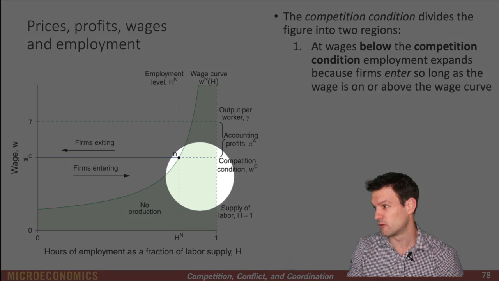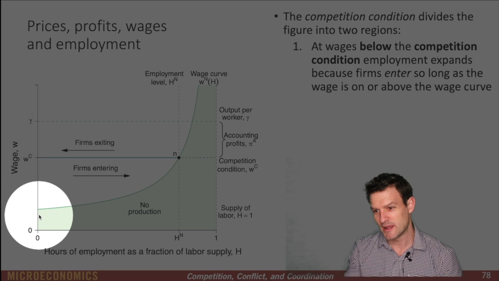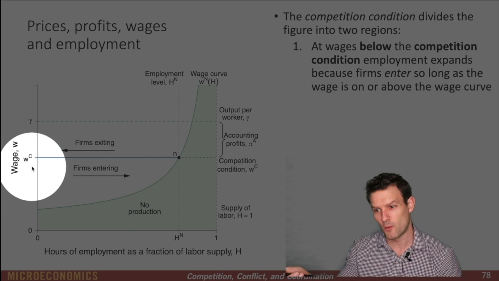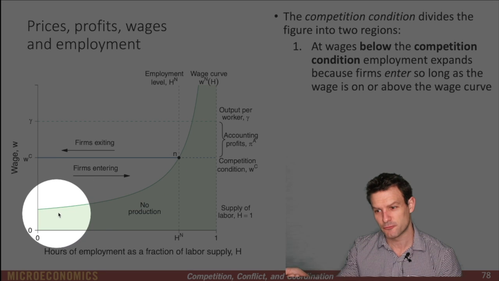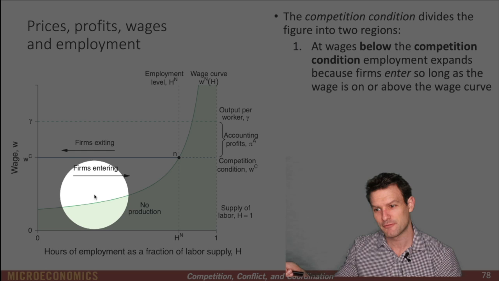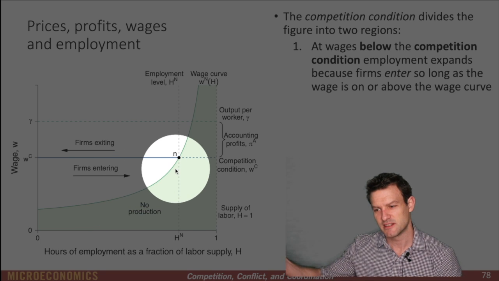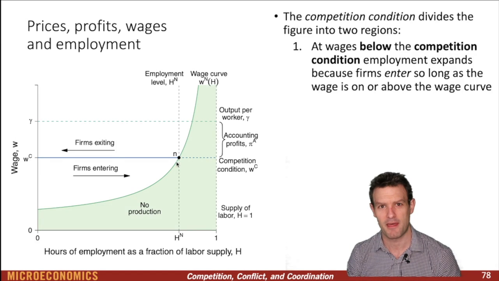So think about it here, we're in this region of the figure, right? We've got wages determining effort along the wage curve, but we've got the wage that is consistent with the competition condition. And so what does that mean? It means that firms are going to enter and drive up the real wage until such point as it hits the intersection of the two curves at point N. That's what's going to happen there.